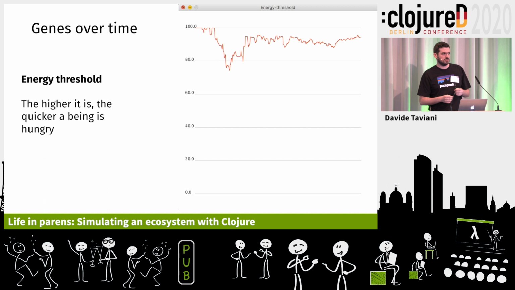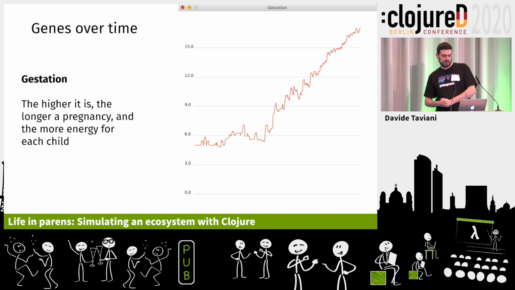What does it mean to be hungry? How quickly are you hungry? The higher it is, the less they can survive without food. They probably have nervous eating or something. And the lower it is, the more they can resist. And well, it seems they haven't made up their mind what they want to do with it.